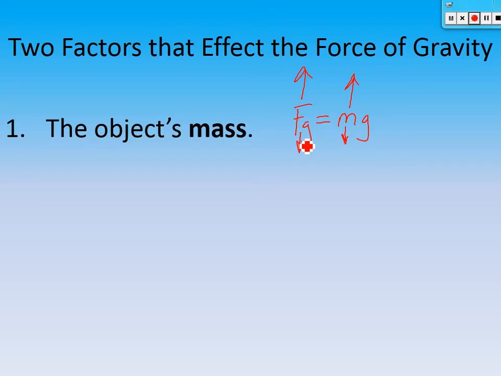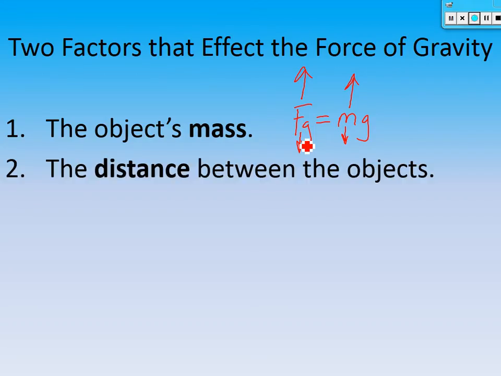Okay? Well, obviously mass is one of the factors that affect the force of gravity. What's the other one? The other factor that we haven't learned about yet is distance. The distance between the two objects also affects the force of gravity between them. Let's try to think about how distance would affect the force of gravity. Okay? So here's my two objects.